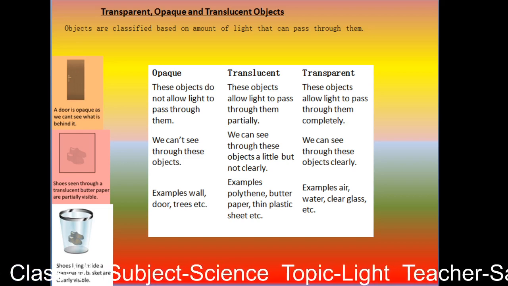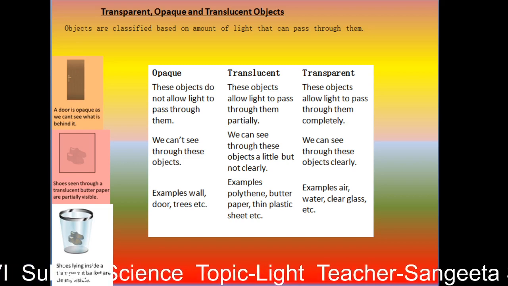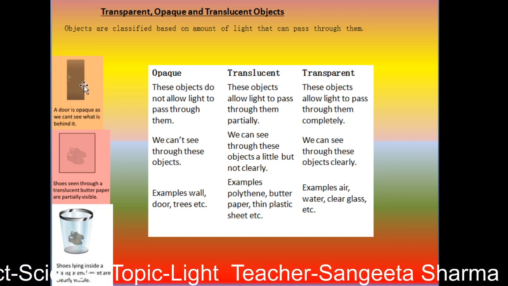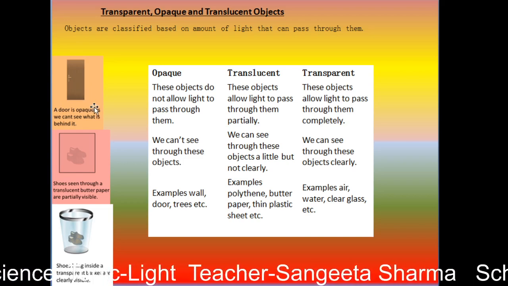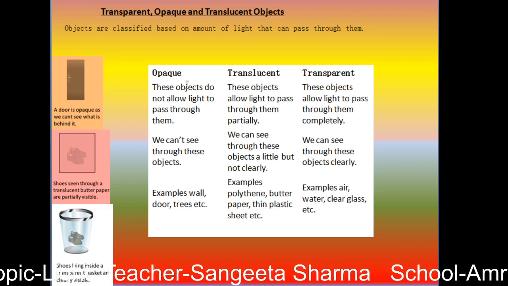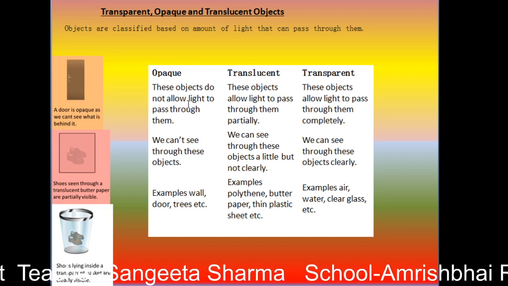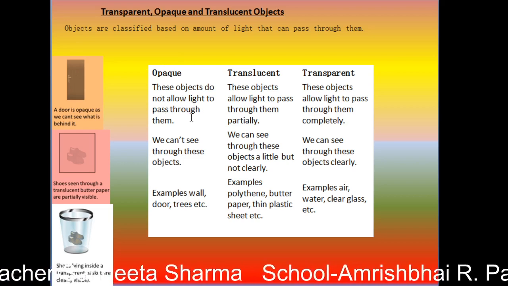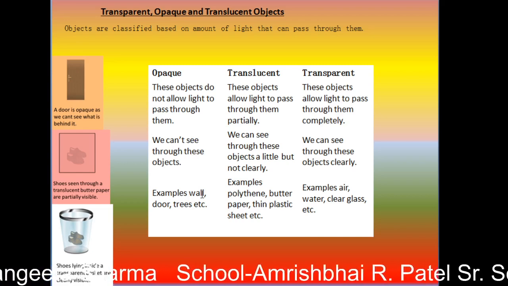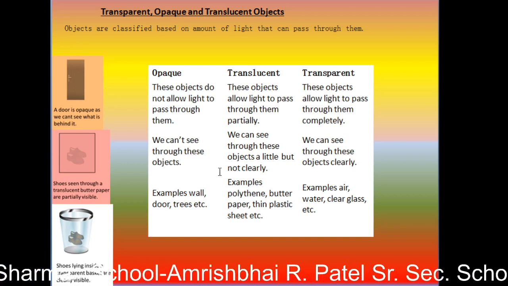Now we can say that objects are classified based on the amount of light that can pass through them. In the first picture you can see it is a door. So a door is opaque as we cannot see what is behind it. So what are opaque objects? These objects do not allow light to pass through them. We cannot see through these objects. Examples are wall, door, trees, etc.